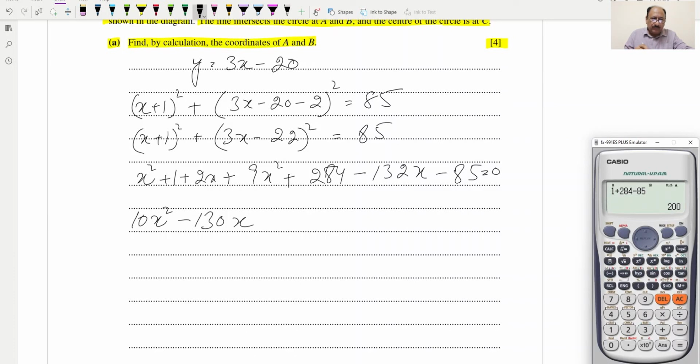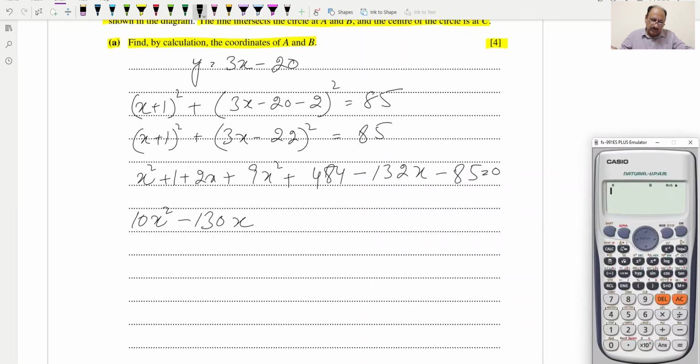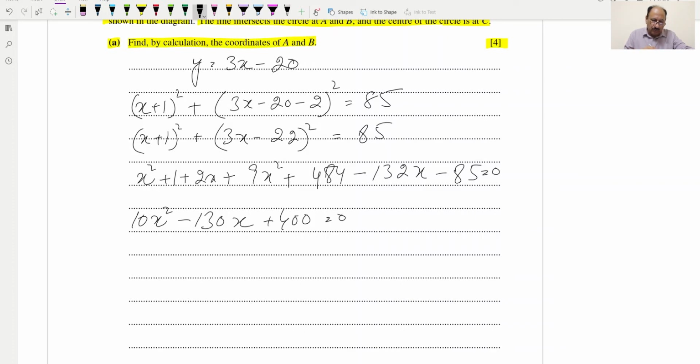This is basically, if we recheck this value, if we double check, 22 squared will be equal to 484. Yes, so this is 484, and now if we check the calculation, 1 plus 484 minus 85 is equal to 400. Yes, so this will be plus 400 is equal to 0. Now we can divide by 10, so it will be x squared minus 13x plus 40 is equal to 0.